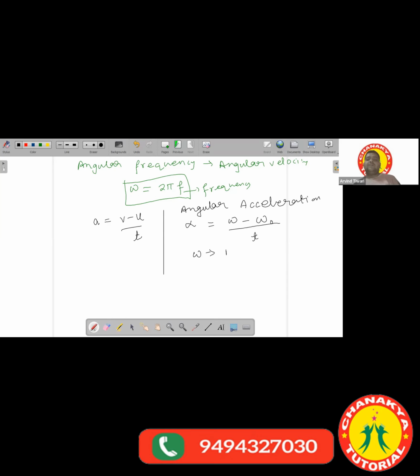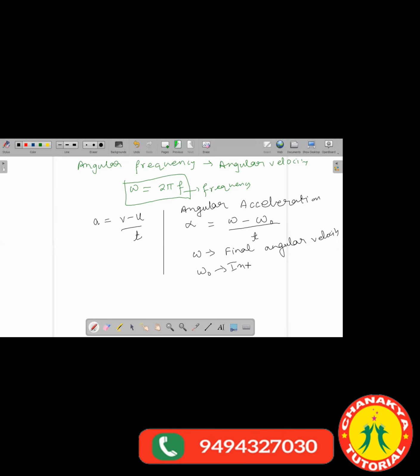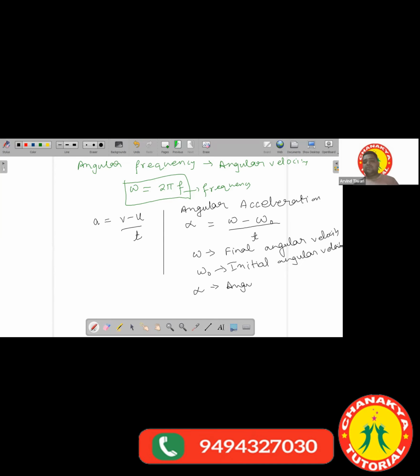Omega is now your final angular velocity, and omega naught is the initial angular velocity. And alpha is the angular acceleration. So this is angular acceleration.